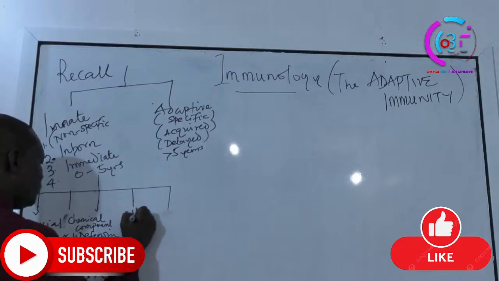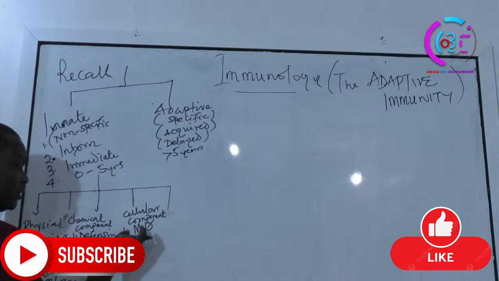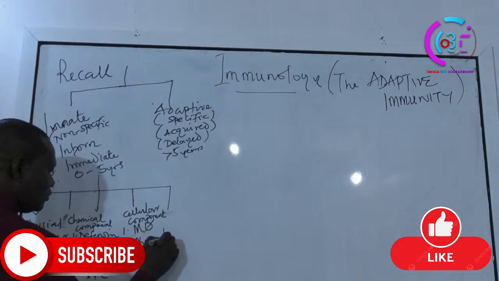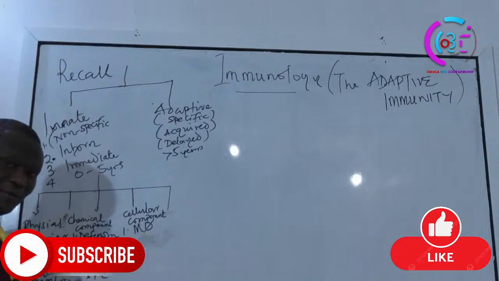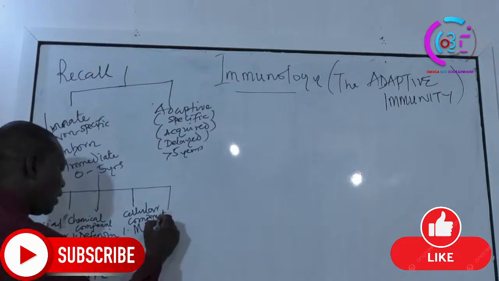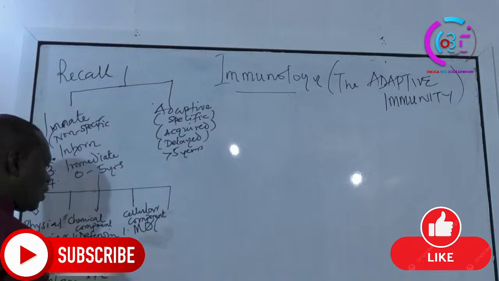Then the third part, we looked at the cellular components like macrophages. This is the symbol for macrophages, phagocytosis, phagocytes. I said macrophages are professional phagocytes. That is, they are specialized in swallowing, and that's why macrophage will stand as a great example of a cellular component of the innate immune system.